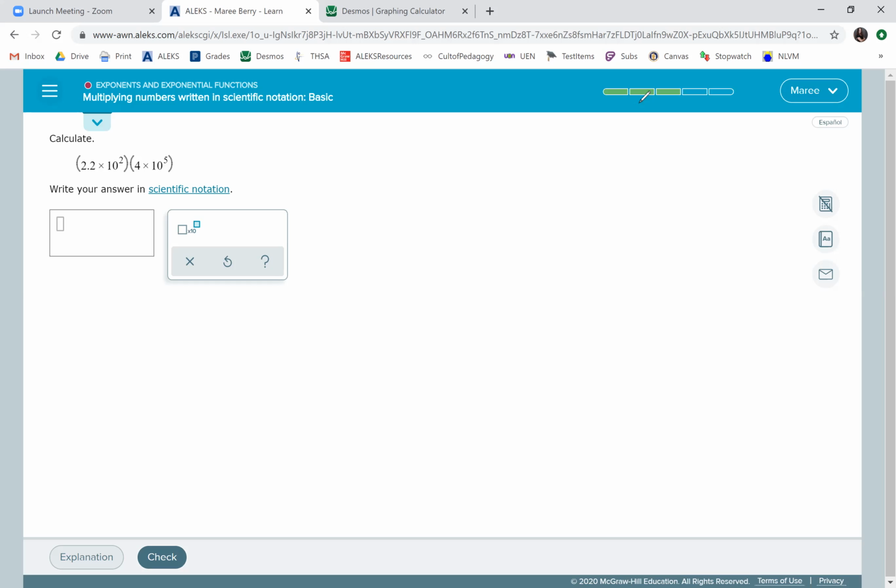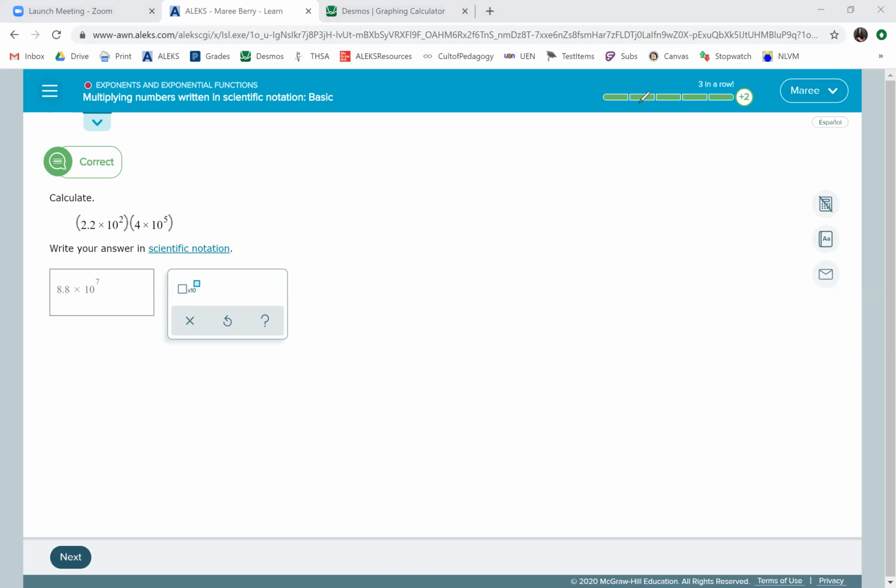So 2.2 times 4 is 8.8. We're not going to have to change that because it's already going to be in scientific notation. And 5 plus 2 is 7. There you go. That is the end of the lesson.